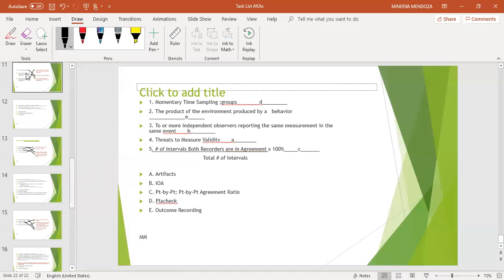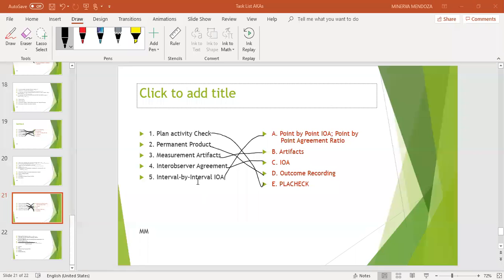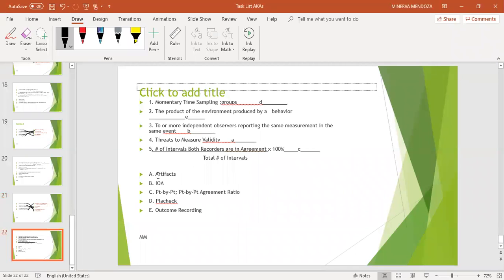So number 5, which IOA is this one? The number of intervals both recorders are in agreement. This is point by point. I was gonna ask the same question. If you go back to that one, what is the other name for this one? Because I have not seen this before. It's interval by interval IOA. So the AKA for interval by interval is point by point, point by point agreement ratio. Okay, all right, I didn't know that.